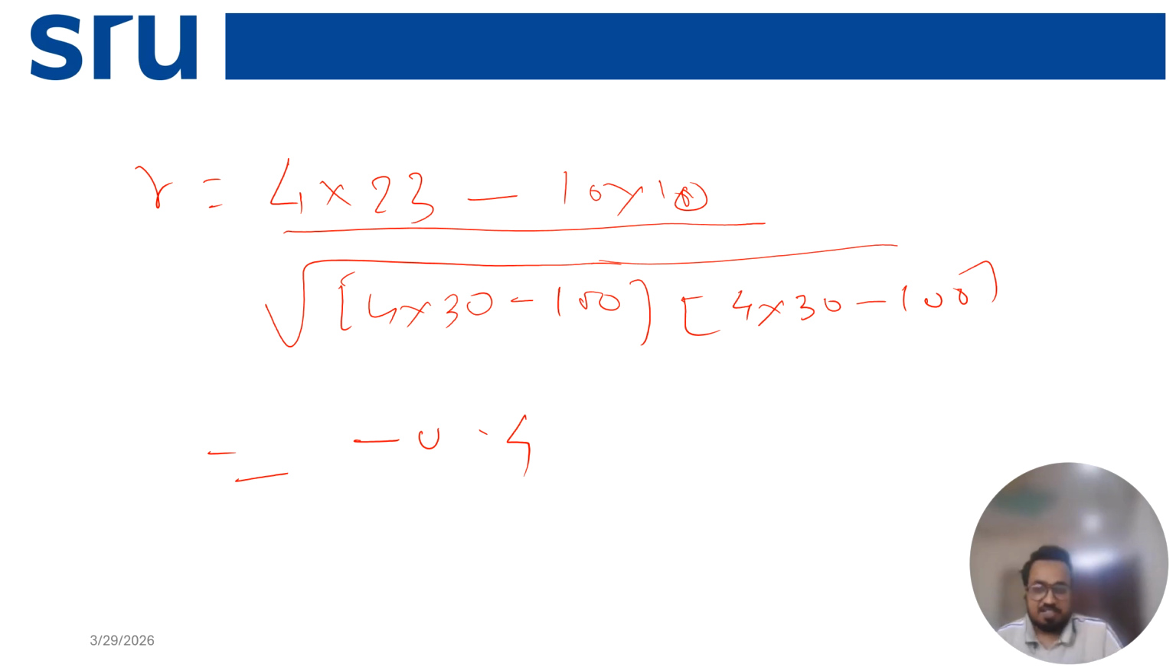So the simple correlation coefficient r equals minus 0.4, and what does this indicate? This indicates a weak negative linear relationship between x and y. As x increases, y tends to decrease slightly, but the relation is not strong.